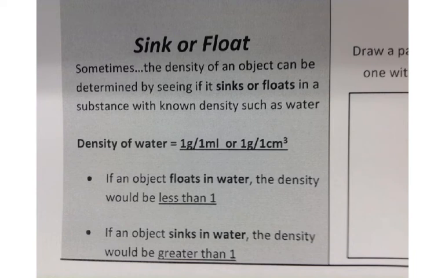All right, sinking and floating, pretty obvious, but what you can do is use the density of a liquid or of a solution that you know, and figure out from that the density or relative density of another object. One that is commonly used is the density of water. The density of water has been determined to be 1 gram for every 1 milliliter, or 1 gram for every 1 cubic centimeter. This is something that you need to memorize.